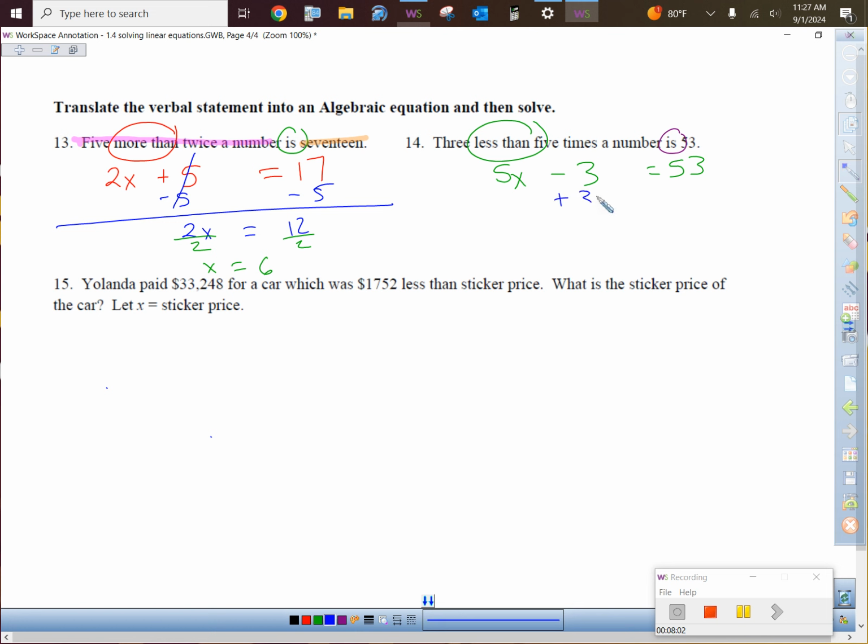We will add 3 to both sides. Those add up to be nothing. And that's 56. And then when I divide, 56 divided by 5 isn't going to come out nice, so we're going to leave it like that.